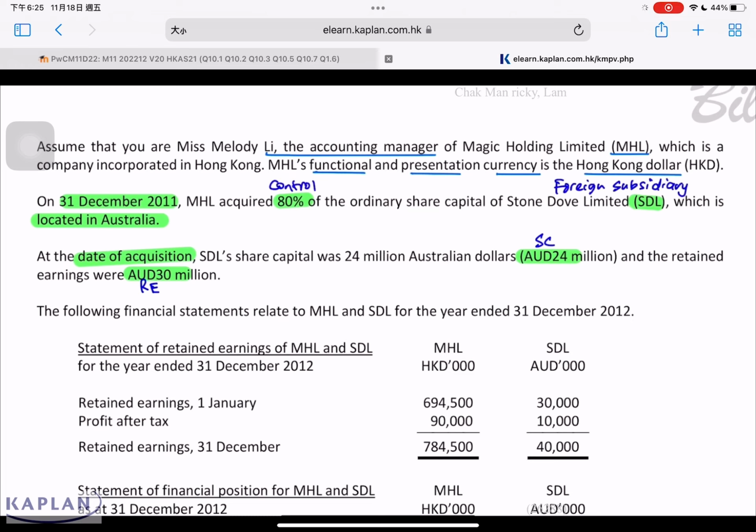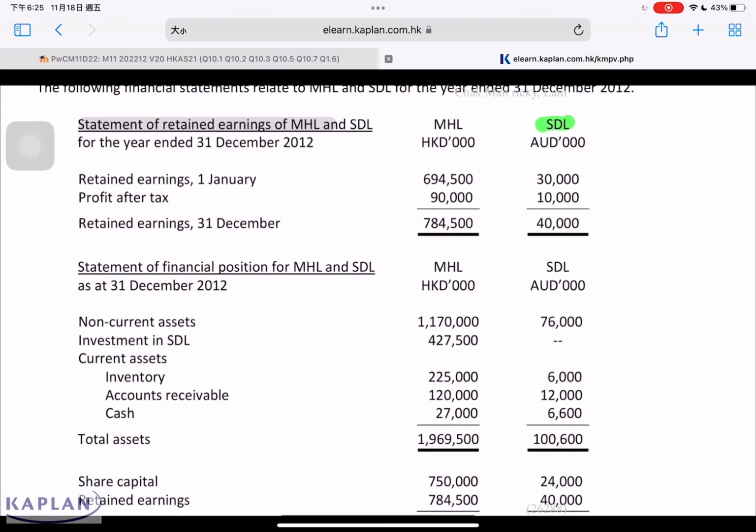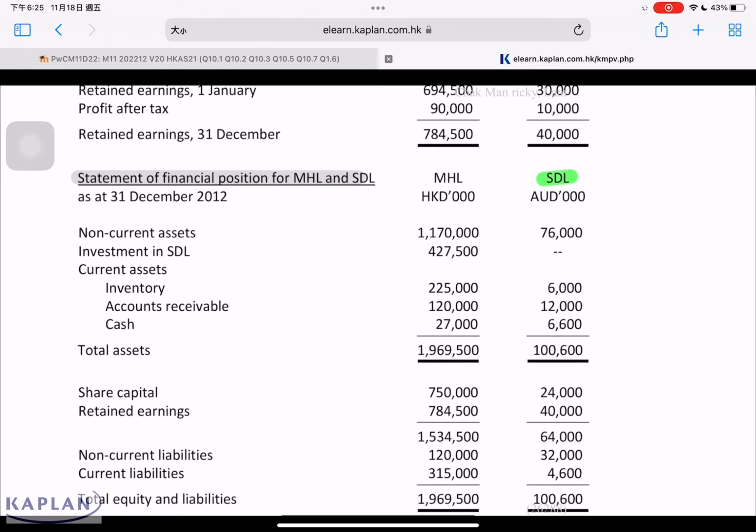80% gives us control. 31st December 2011 is the acquisition date. We are given the statement of retained earnings for MHL and STL for the year ended 31st December 2012. We are also given the statement of financial position of MHL and STL. Earlier we concluded that STL is considered as a subsidiary. We must do 100% consolidation. But before we can consolidate, we must translate from Australian dollar to Hong Kong dollar. This translation is from functional currency to presentation currency.